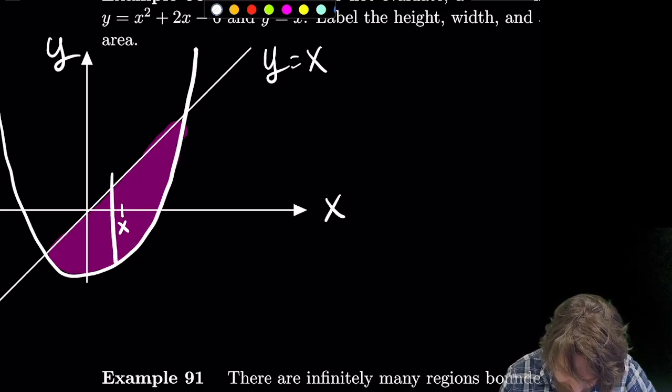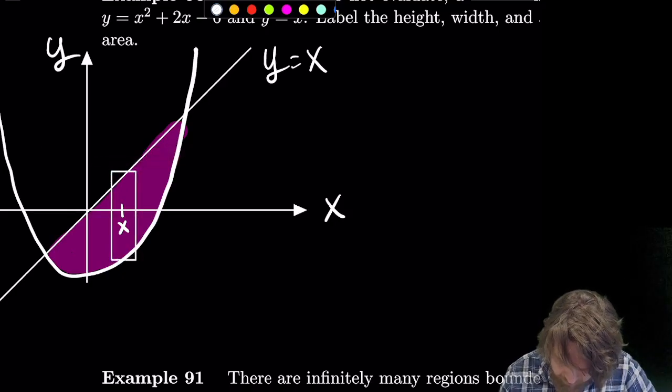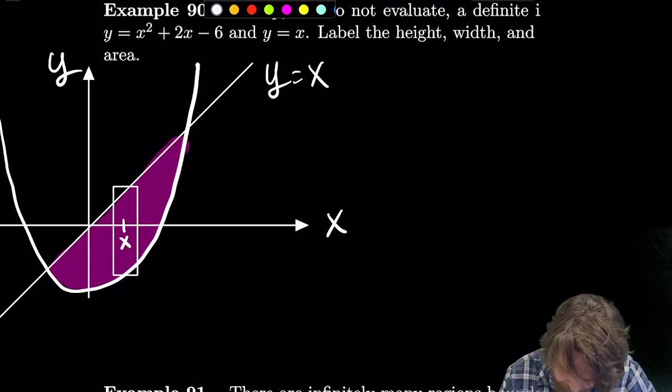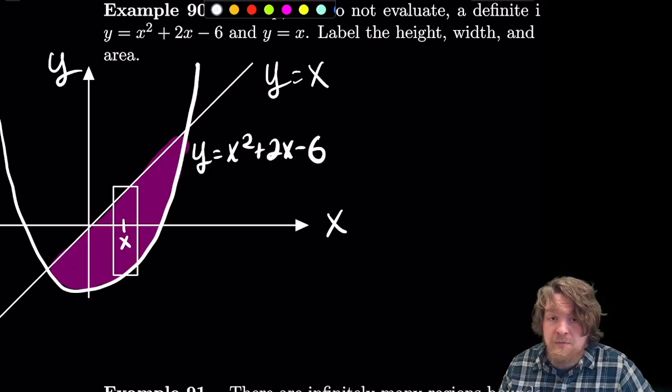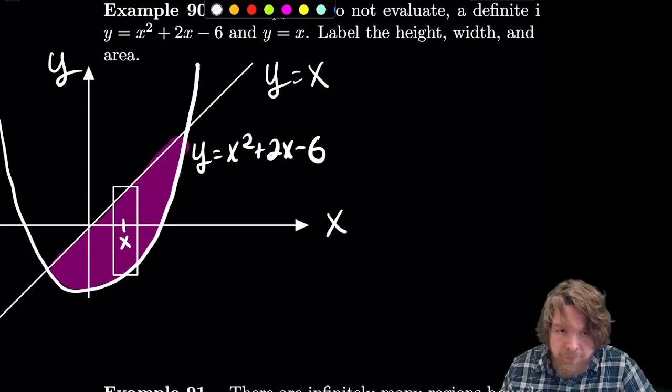I'm not sure why that happened. There we go. That's a little better. And I guess while I'm here, I should also label my parabola. So this is the parabola y equals x squared plus 2x minus 6. Okay, so we've got the region, we've got the representative element of area drawn. Let's go ahead and start labeling what we know about it.